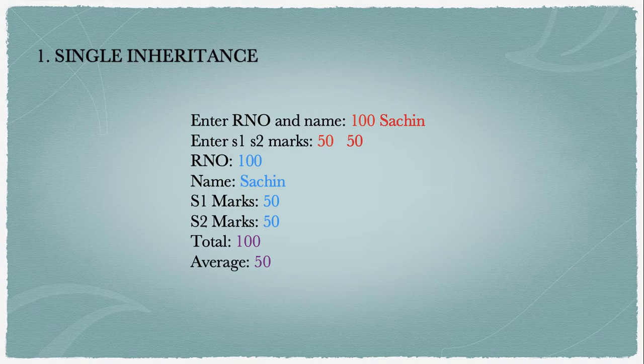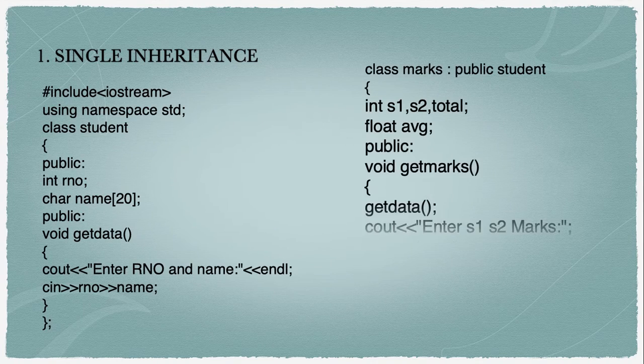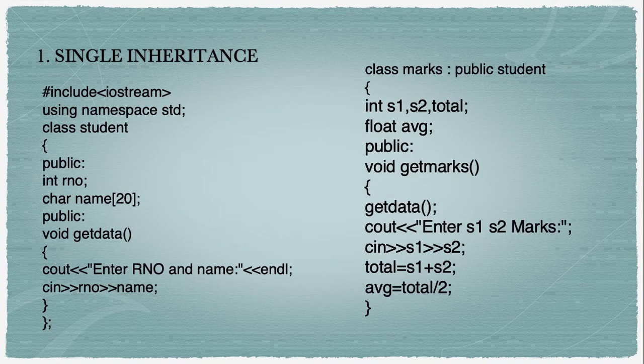This is the program. I want to write the program using single inheritance to get this output. Okay, let's see. Here is the program. I have one class called student.